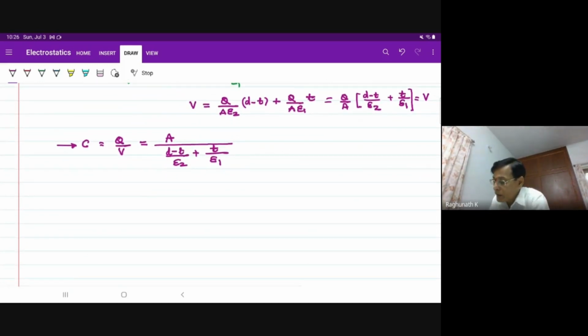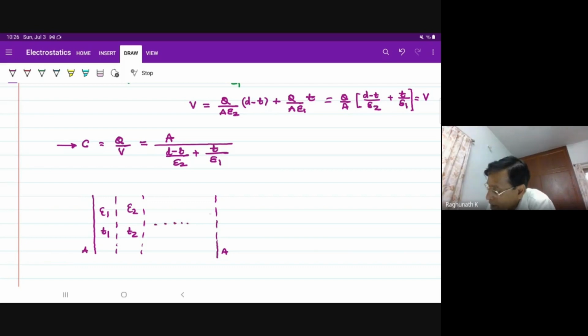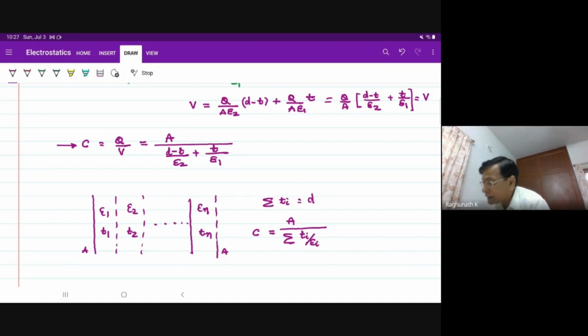Continuing this discussion, we can say that if there is a parallel plate capacitor with plate area A, with epsilon 1 over the thickness T1, epsilon 2 over the thickness T2, and so on, epsilon n over the thickness Tn, so that the summation of Ti is equal to D, the capacitance of this capacitor is C equal to, check it once, A by summation Ti by epsilon i, correct? T1 by epsilon 1, T2 by epsilon 2, T3 by epsilon 3.